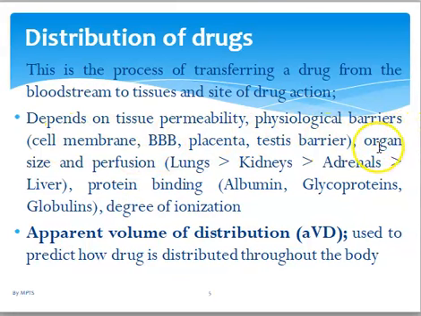Organ size and perfusion: highly perfused organs and those which have large mass usually have more of the drug concentrated there, such as the kidney, the liver, the adrenals, and so on. Now, protein binding can affect distribution of drugs. Proteins which mostly bind drugs include albumin, the common one, glycoproteins, globulins, and so on. And of course, the degree of ionization can also affect distribution.